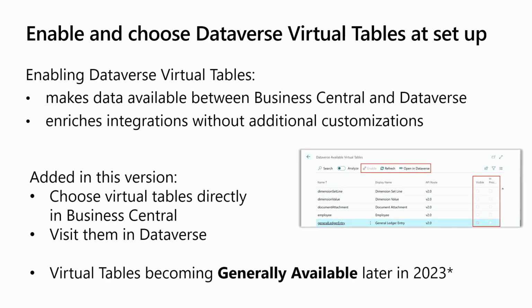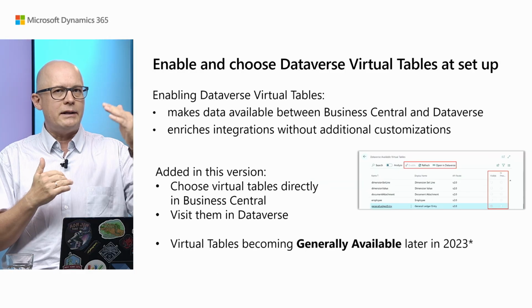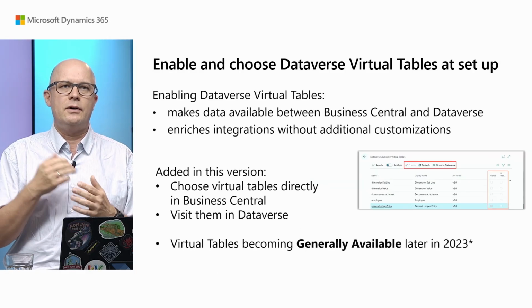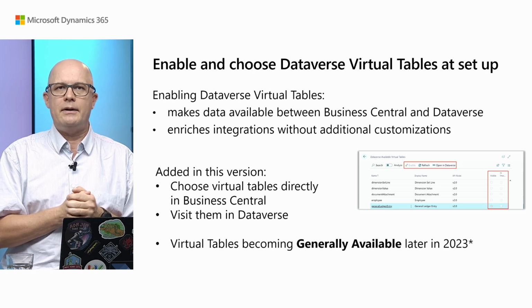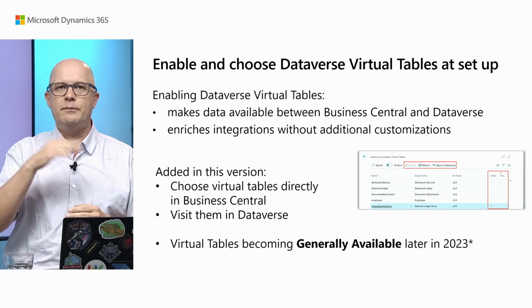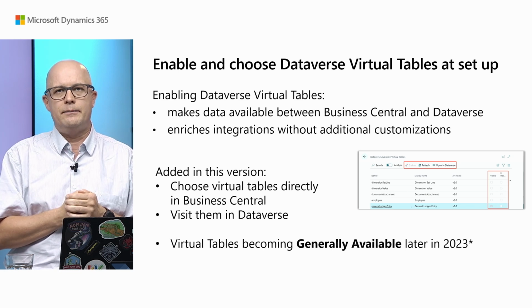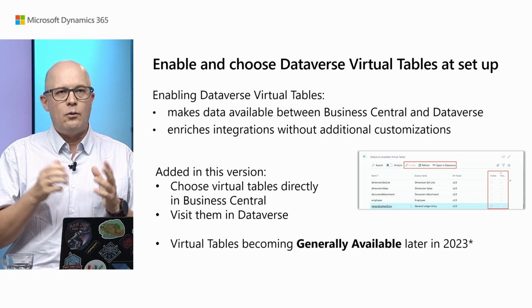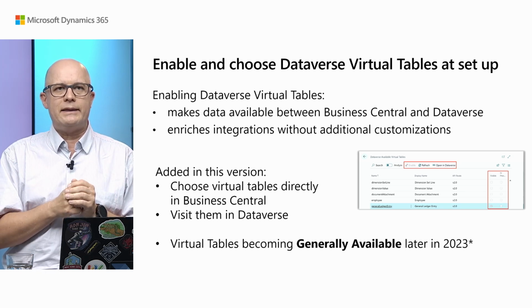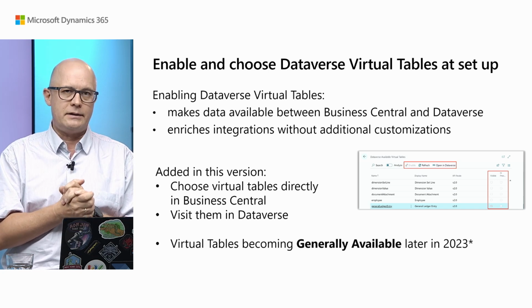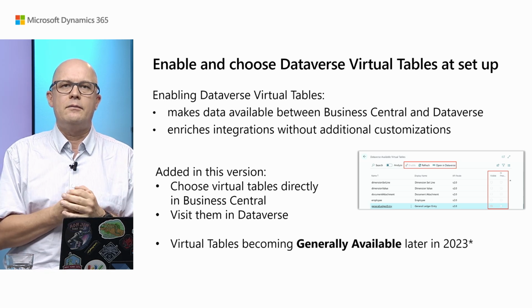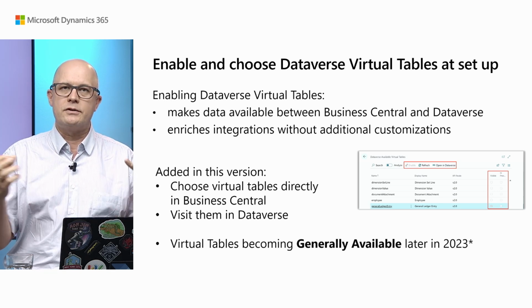So when you are starting from Business Central, you go to Assisted Setup and you enable Dataverse virtual tables. Right now, you can easily choose which tables you would like to virtualize and just enable them one by one, or you can even select multiple and enable them from within Business Central. What is also important is that this technology, virtual tables for Business Central, is going to be generally available later this year. So you can start building more robust solutions based on that technology.